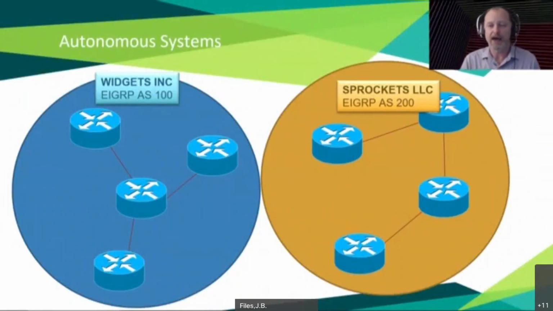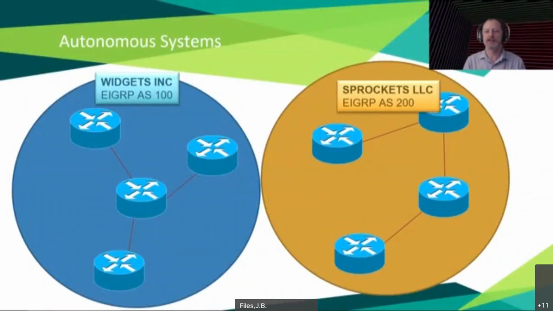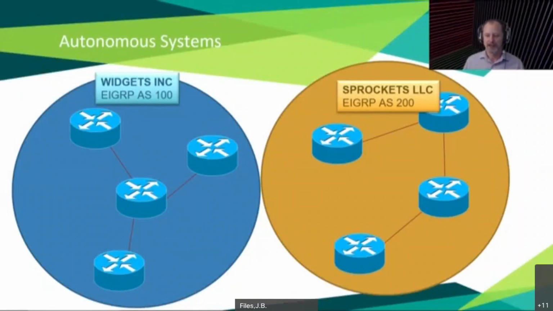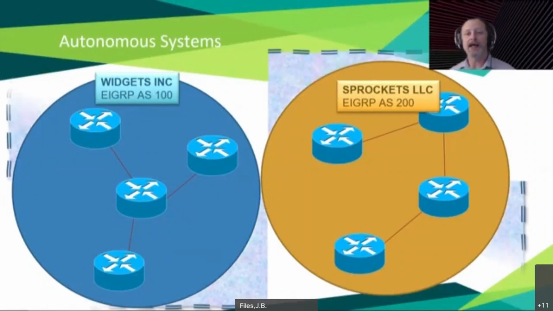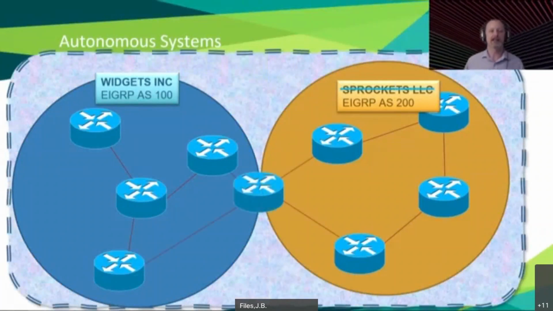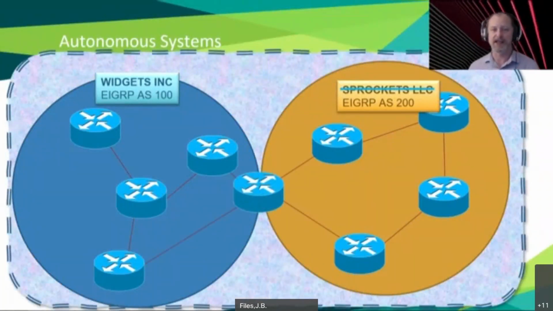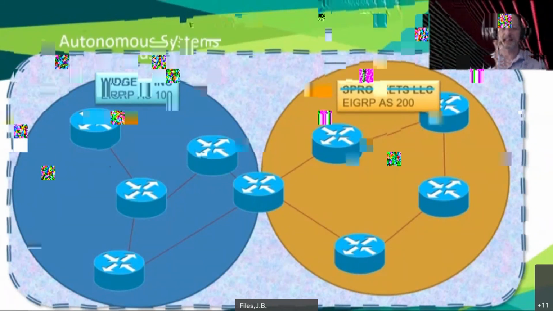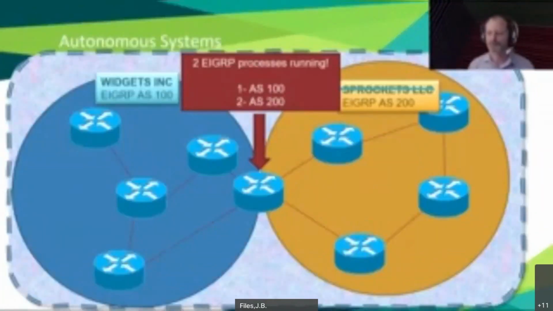So in this case, we have two separate companies. Both are running EIGRP as separate routing domains or autonomous systems. Okay. Now, one company buys the other one. Widgets Inc. buys Sprockets LLC, and they're going to link their two networks. But we have two separate autonomous systems running. And as far as EIGRP goes, the router in the middle is going to run both autonomous systems at the same time.